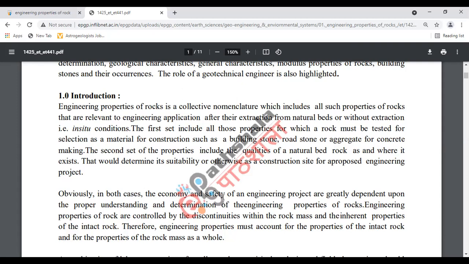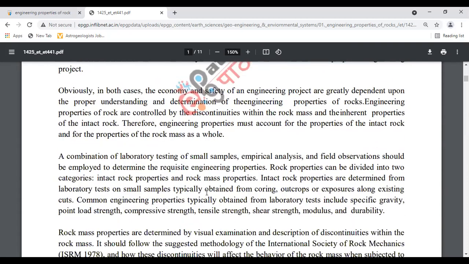The second set of properties includes the qualities of natural bedrock as and where it exists that would determine its suitability or otherwise as a construction site for a proposed engineering project. Obviously, in both cases, the economy and safety of an engineering project are generally dependent upon the proper understanding and determination of the engineering properties of rocks.